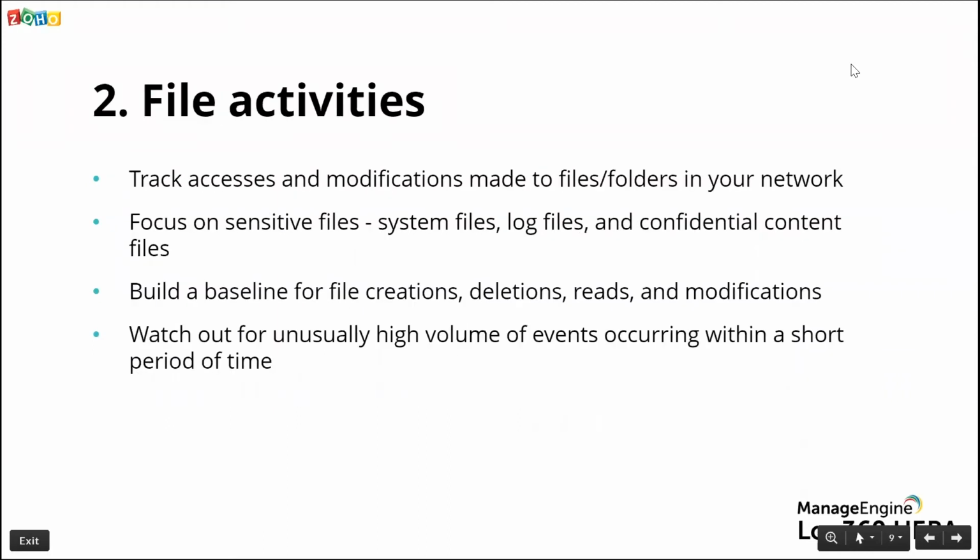Case 2 is file activities, right? File activities are obviously an important thing that you want to monitor, because ultimately most of our monitoring is geared toward protecting important data. So we need to track accesses and modifications made to the files and folders in our network. And all of this data that we're collecting about the accesses and modifications of files and folders can be used to train our UEBA algorithm, so that we can then start tracking anomalous file accesses and modifications.